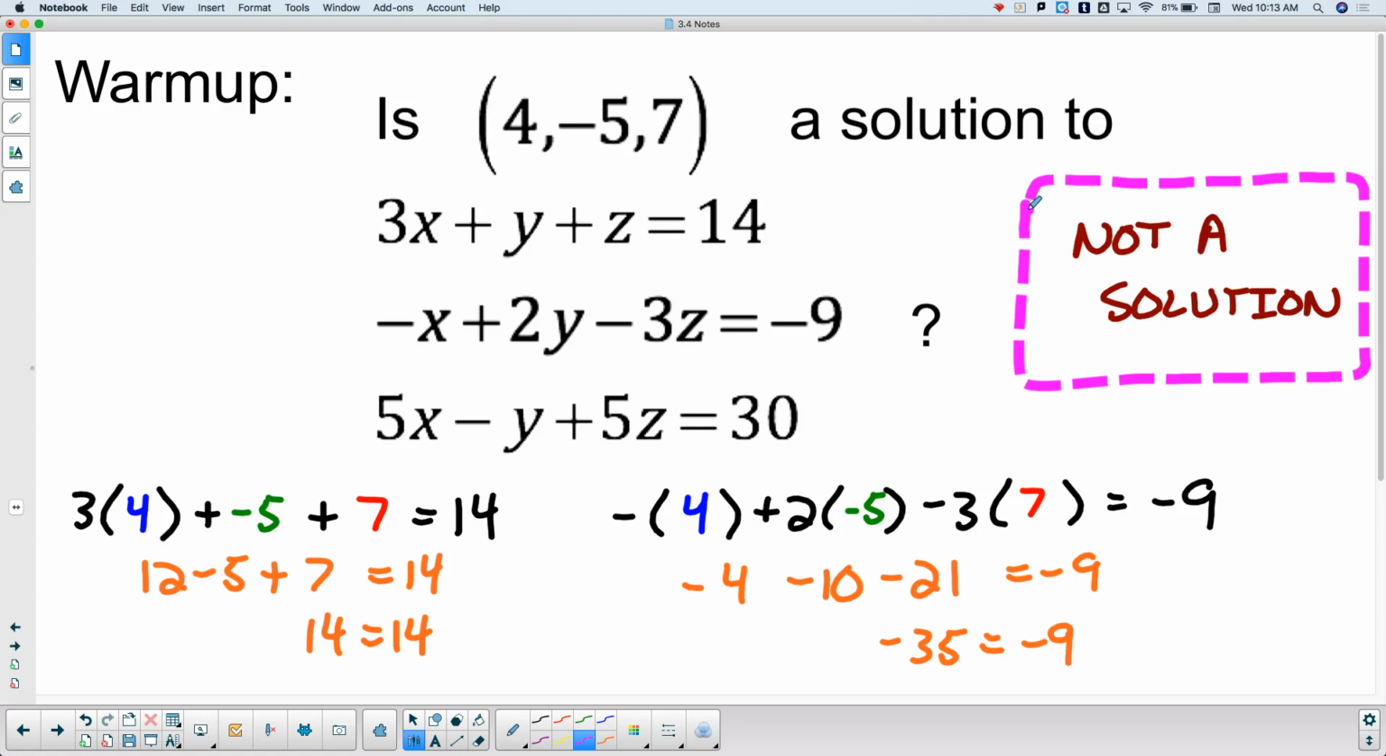So not a solution. If the ordered triple works in the first one, then I've got to go to the second one and check it. If it works in the second one, then I've got to go to the third one and check it. If it works in the third one, then it's a solution. If it doesn't work in any one of those, it's not a solution. Okay? Love it. All right.